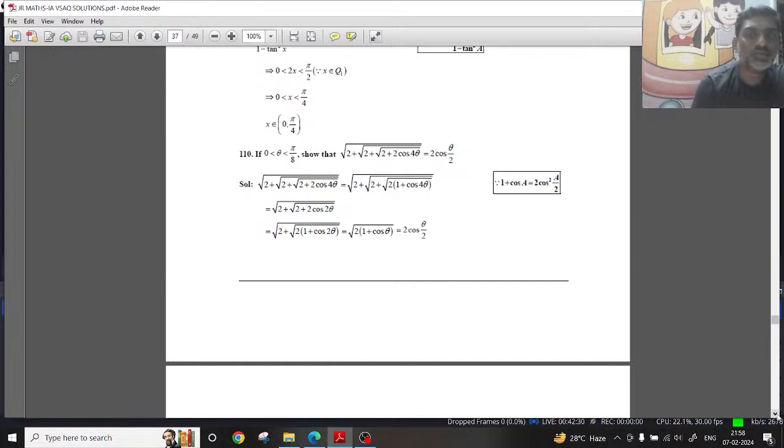Again the same process, 2 taken common, 1 plus cos 2 theta, so that you get 2 cos square theta. It will become 4 cos square theta, that is 2 plus 2 cos theta. 2 taken common, 2 times 1 plus cos theta. 1 plus cos theta is 2 cos square theta by 2. It will become 4 cos square theta by 2. That could be 2 cos theta by 2. So simple, right? But it is important. This model question is also important.